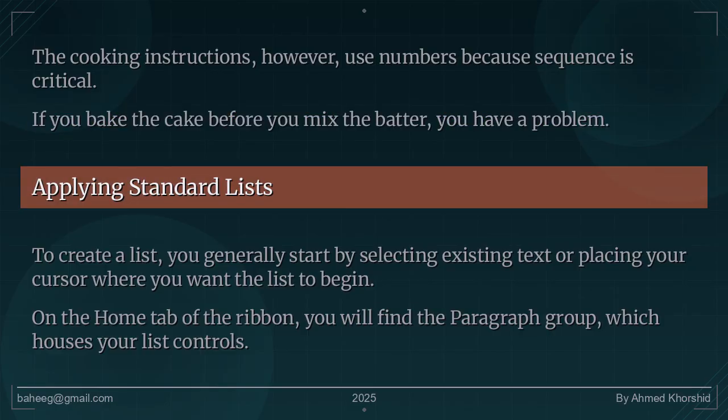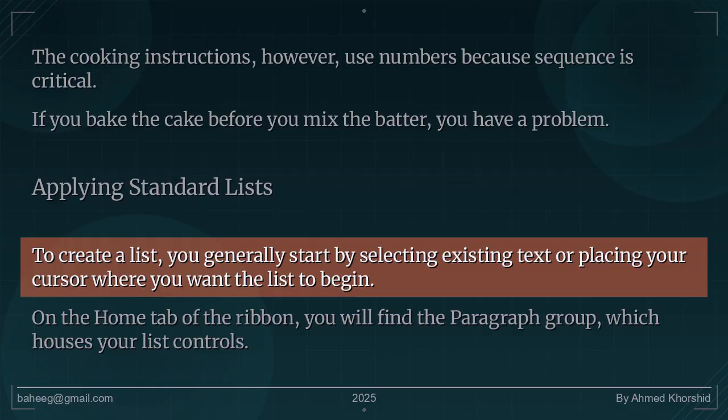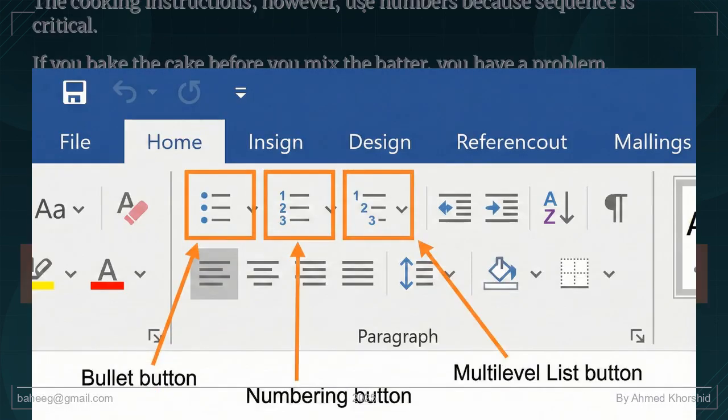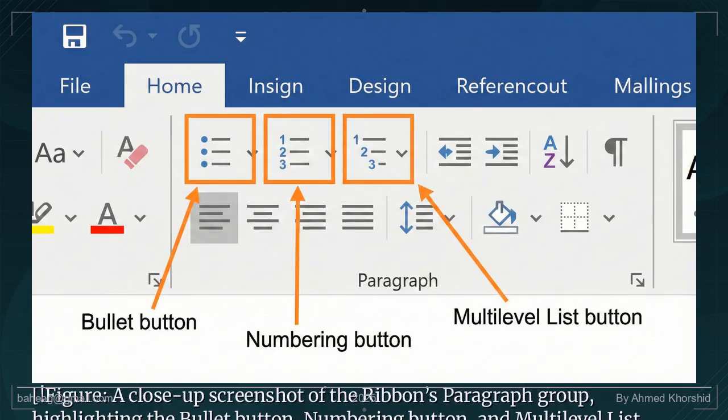Applying standard lists. To create a list, you generally start by selecting existing text or placing your cursor where you want the list to begin. On the Home tab of the ribbon, you will find the Paragraph group, which houses your list controls. Figure: a close-up screenshot of the ribbon's Paragraph group, highlighting the bullet button, numbering button, and multi-level list button with clear labels indicating which is which.